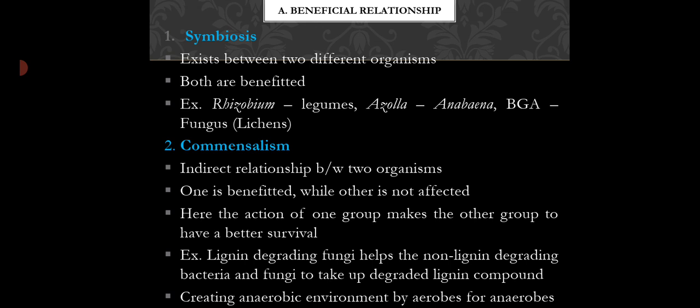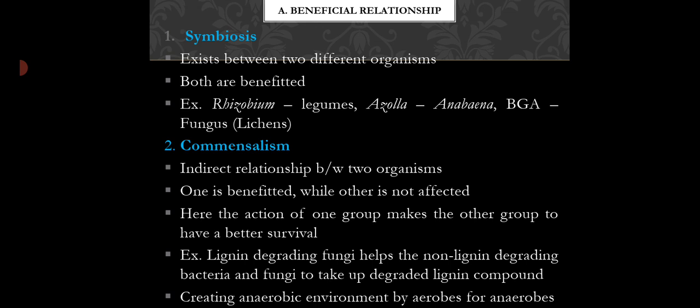Here both are benefited. For example, Rhizobium supplies nitrogen for the growth of plants, and in turn the legume plants supply nutrients for the growth of Rhizobium. Likewise, Azolla gives a site for the encouragement of Anabaena. In turn, Anabaena fixes nitrogen and supplies it for the growth of Azolla. Likewise, lichens also.